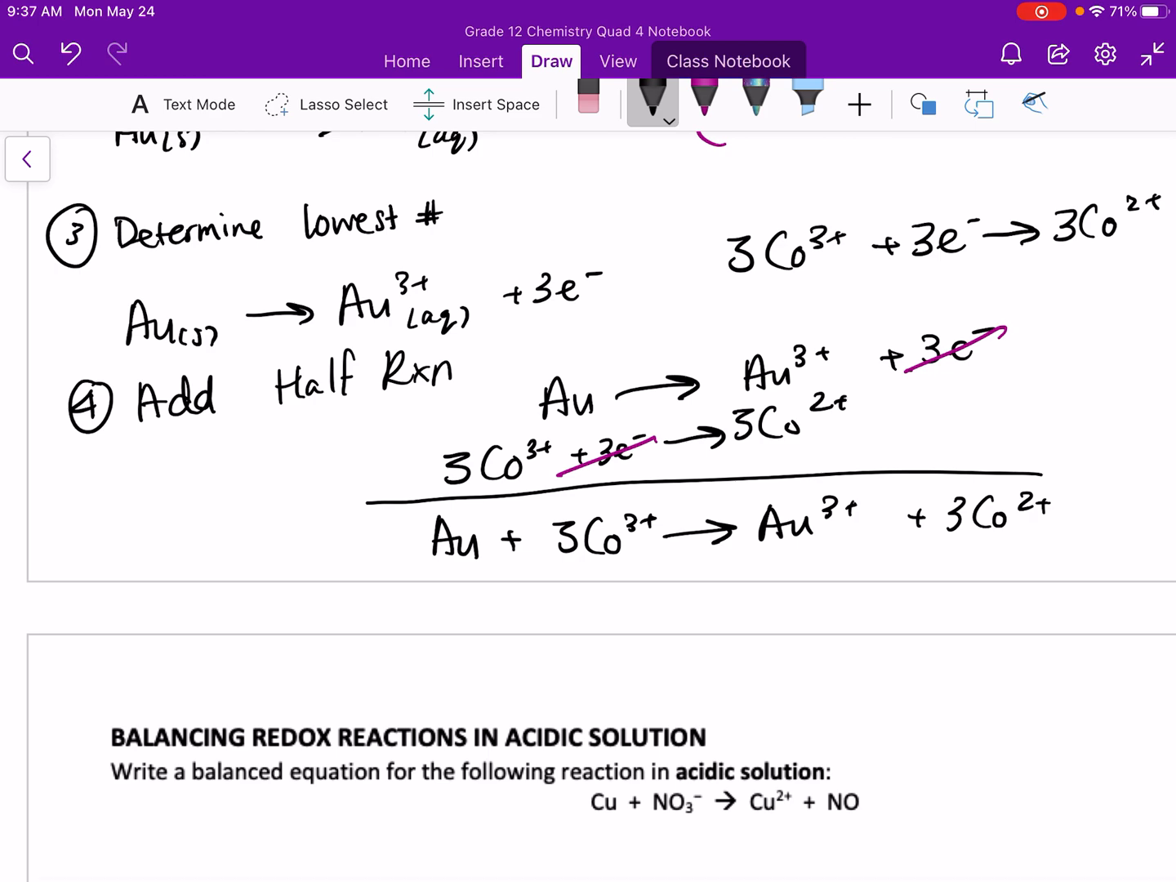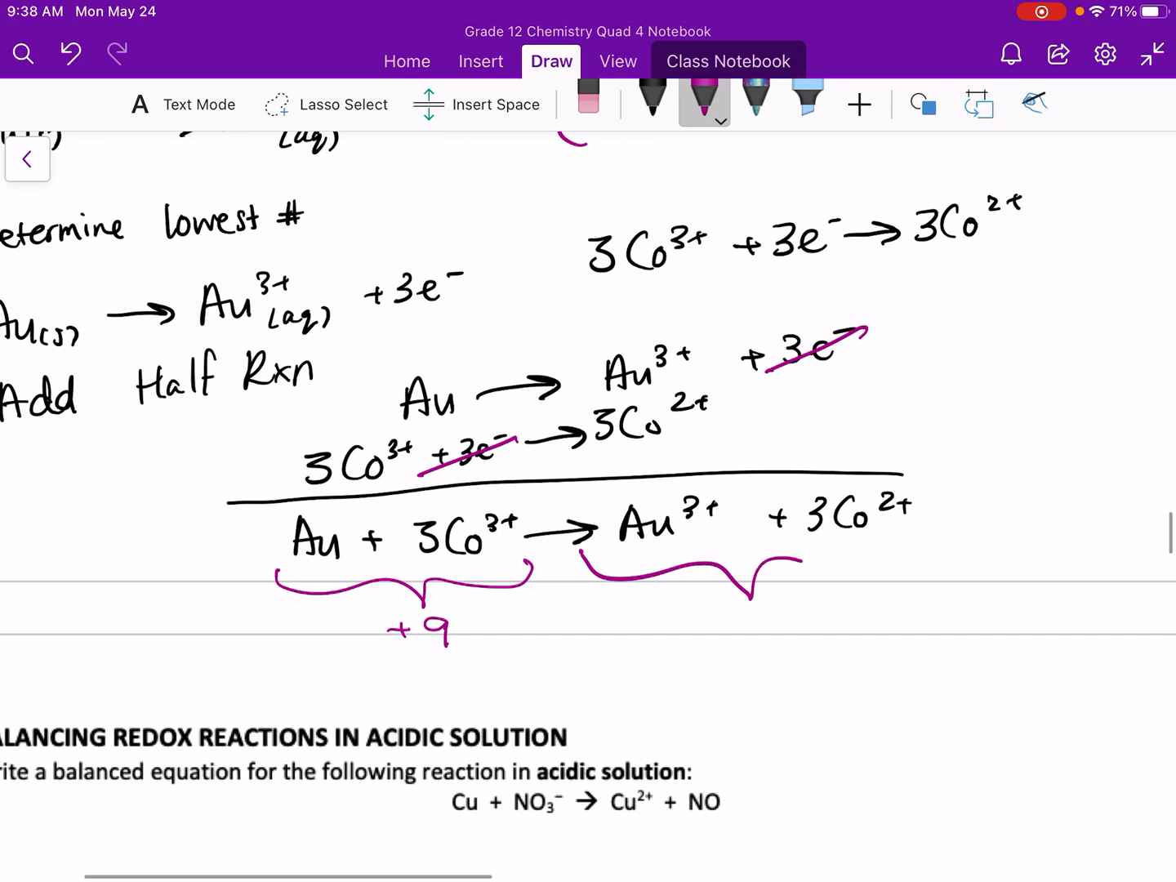If we wanted to check if this equation balances out, we would look at the charges on both sides. They would need to be equal. Here on this side, I have +9. 3 times 3 is 9, and it's positive. Here, I have 3 times 2, which is +6, plus +3. I have +9. So my balanced redox equation is this answer here.